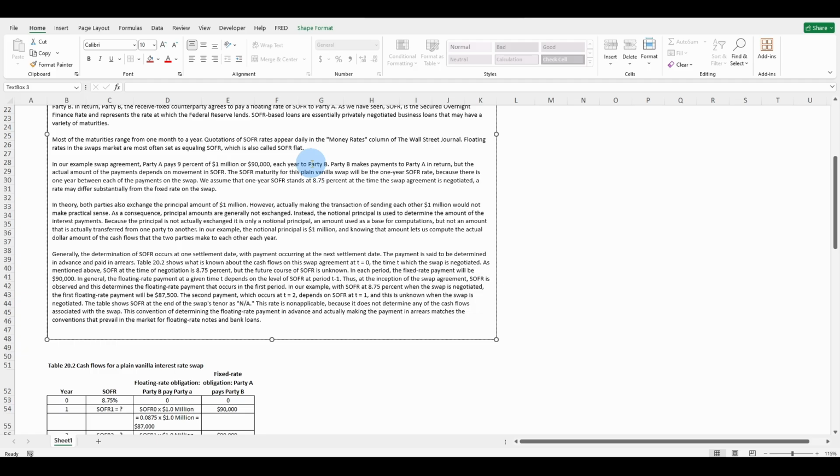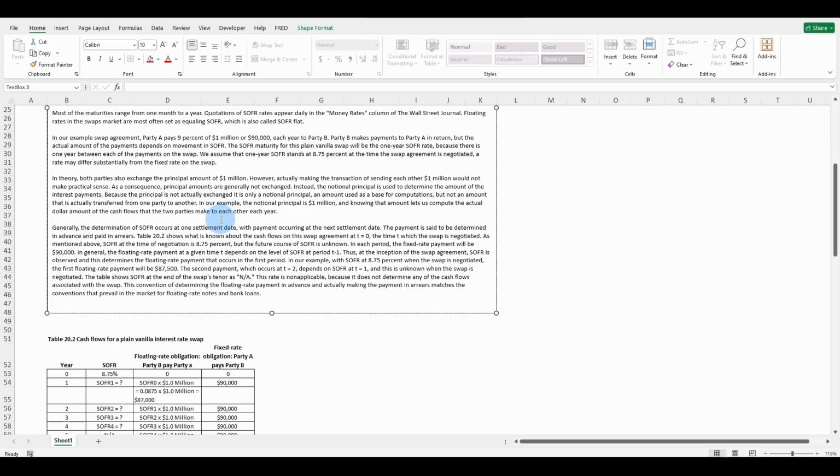Party B makes a payment to Party A in return, but the actual amount of the payment depends on movement of SOFR. The SOFR maturity for this plain vanilla swap will be the 1-year SOFR rate, because there is 1 year between each of the payments on the swap. We assume that the 1-year SOFR stands at 8.75% at the time the swap agreement is negotiated. A rate may differ substantially from the fixed rate on the swap.